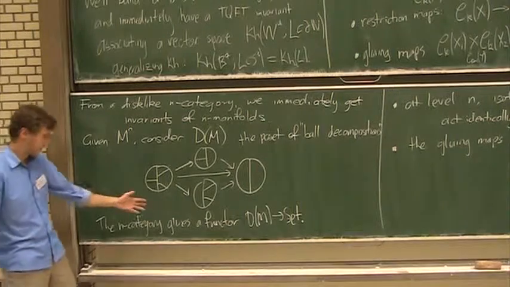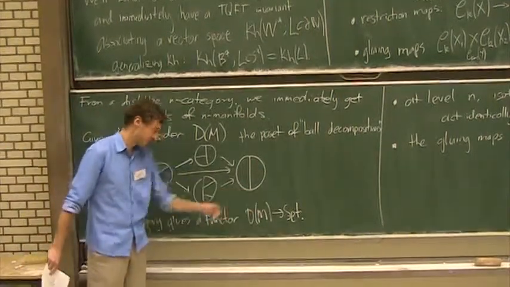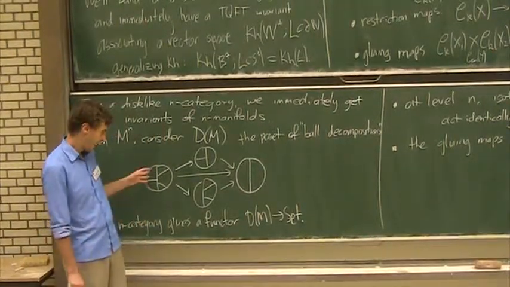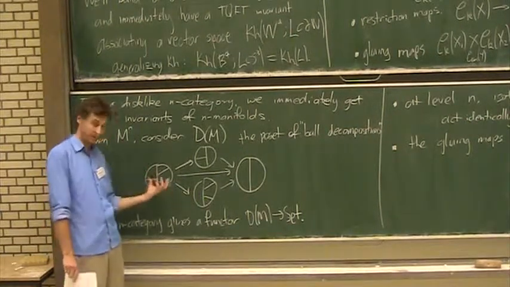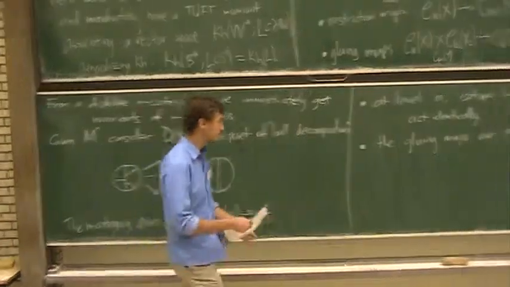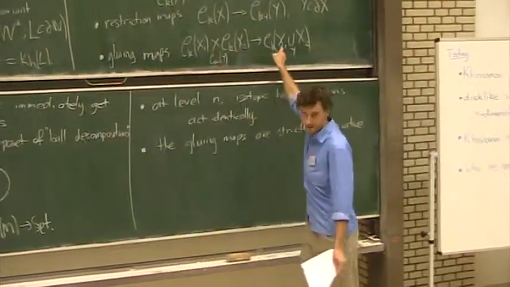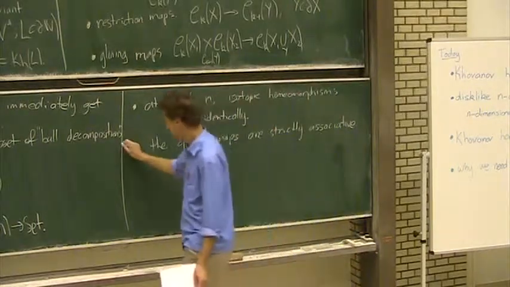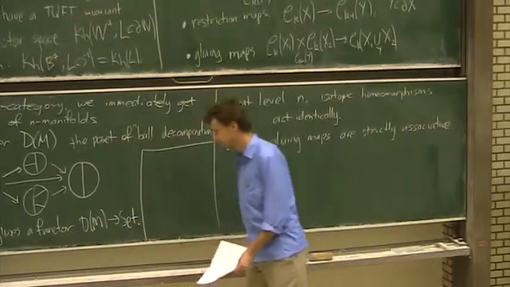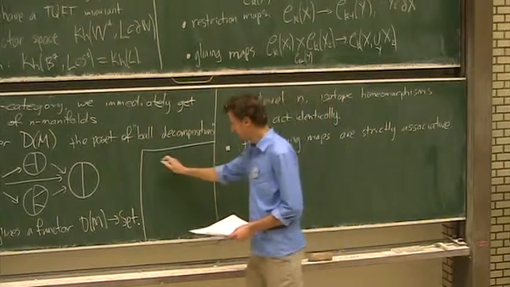And so that tells you what the function is on objects of the decomposition poset. We just get some set there. And the maps here, well, the map here is just some coarsening, gluing a bunch of balls together into a bigger ball. And these gluing maps give us exactly the maps we want. The TQFT invariant.